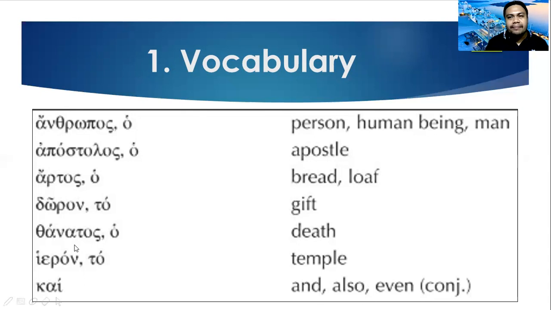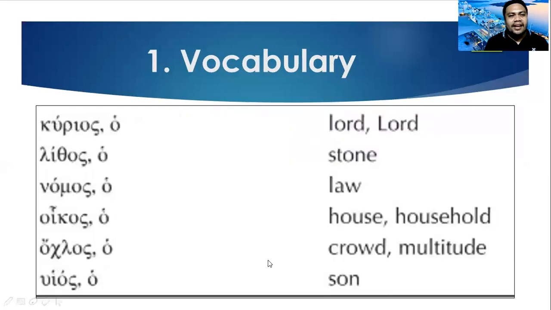Next word is thanatos. Thanatos. Can you say it with me? Thanatos. It means death. You have hieron, that is now neuter form. It means temple. Next word is kai. This one is a conjunction which means and, also, or even. Next word we have kurios. This is also masculine form. It means lord. It could be either a small or capital letter.